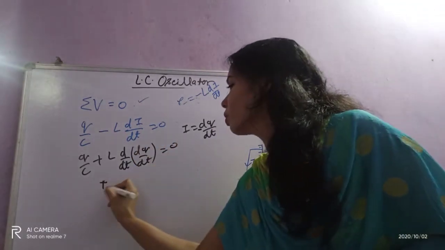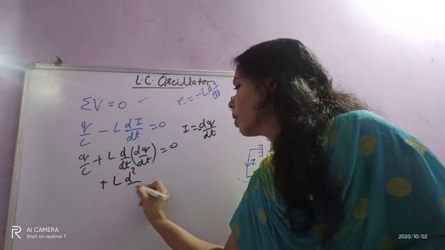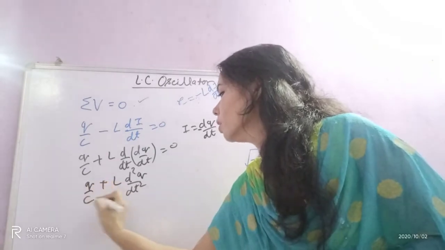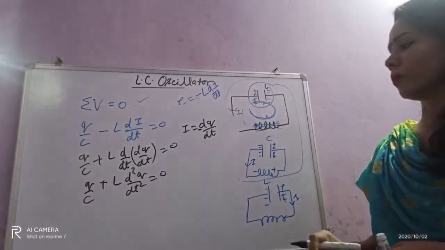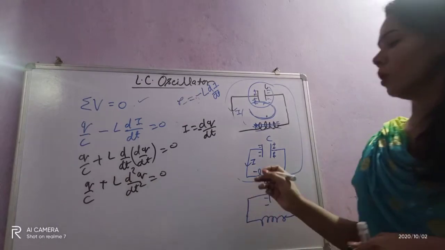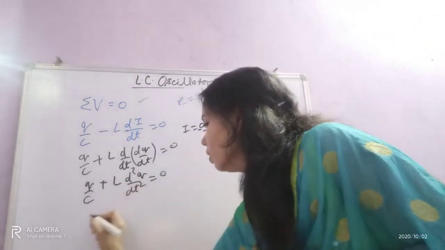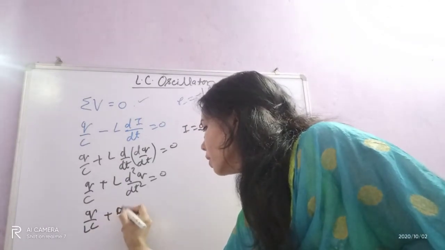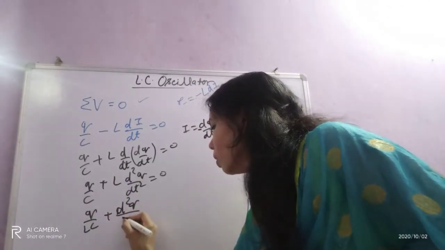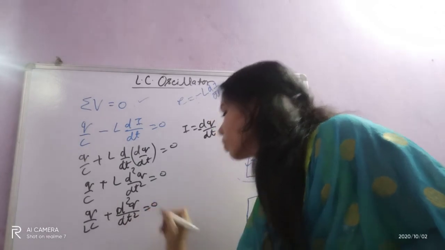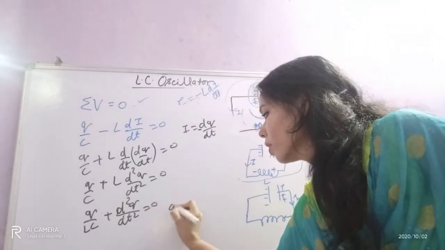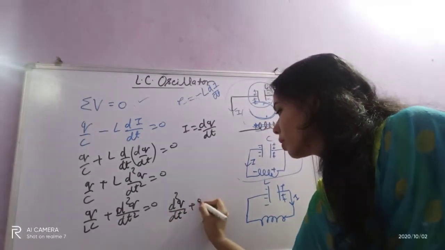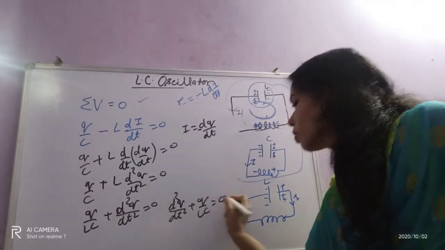Now it will be L d square q by dt square plus q by C equals 0. Now I will divide all the terms by L. So what will it be? It will be d square q by dt square plus q by LC equals 0. Shall I write it like this? d square q by dt square plus q by LC equals 0.